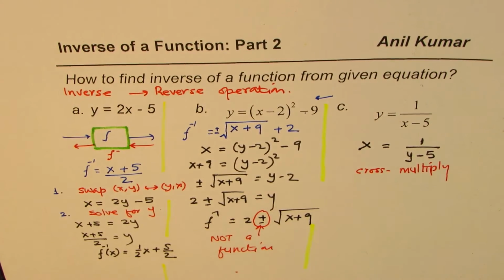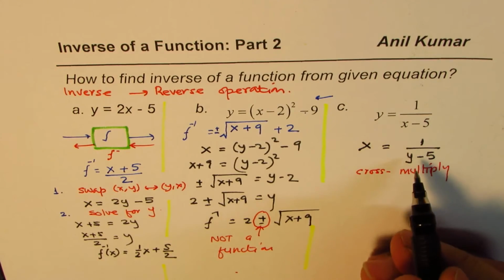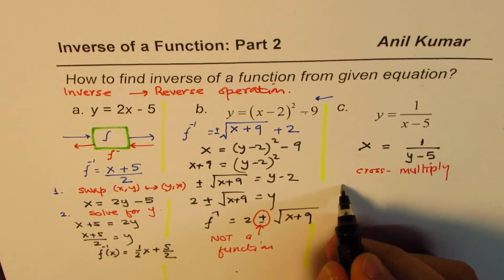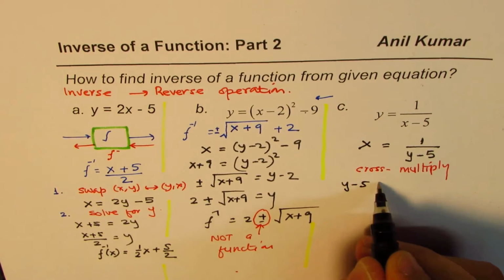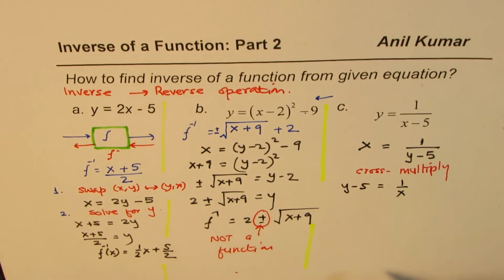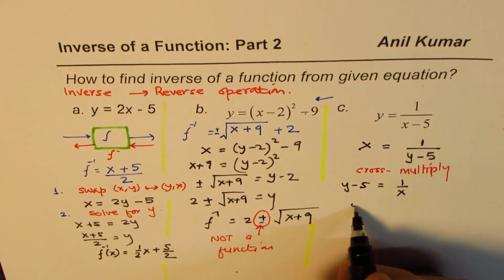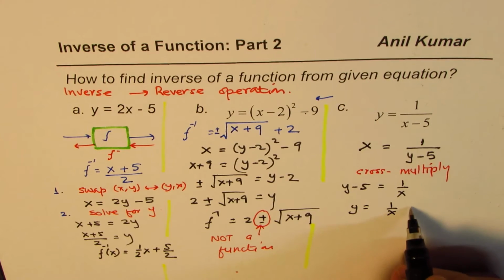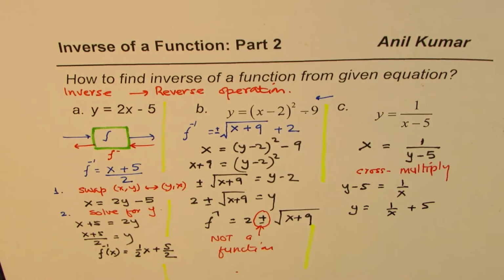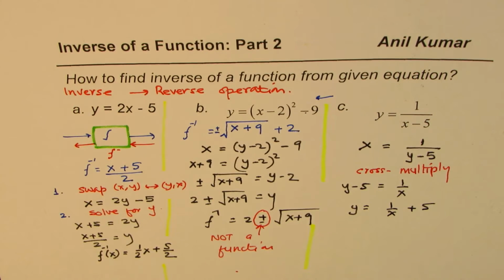That really helps. So whenever you have rational functions, right, cross multiply. So we get y minus 5 equals 1 over x. Does it make sense to you? So simple, right? y equals 1 over x plus 5. Done. This is the inverse of the function given to you.